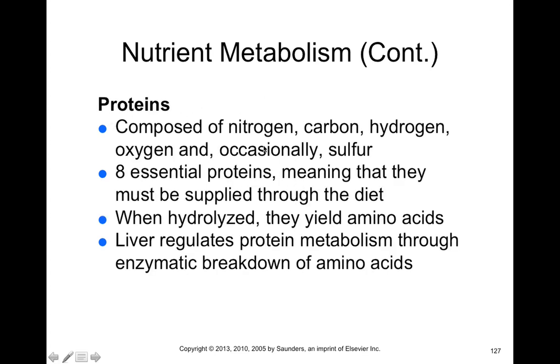Now, proteins are a nitrogen, carbon, hydrogen, and oxygen rich type of molecule. And there's 8 essential amino acids, which means that they have to be supplied by your diet. Otherwise, there's about 12 or so other non-essential amino acids, which are ones that your body can make on its own, and they don't have to be ingested through diet. Now, when hydrolyzed, these proteins can yield individual amino acids, and your liver can actually regulate protein metabolism. So it can break down these amino acids or interconvert nutrient types. Remember, amino acids can be used to make sugar. So, let's say you had a high protein diet, you can use the amino acids in the protein to make sugar for your body that your brain can use to run.